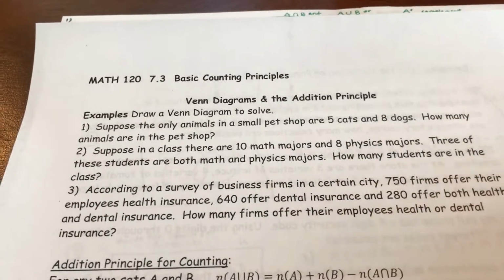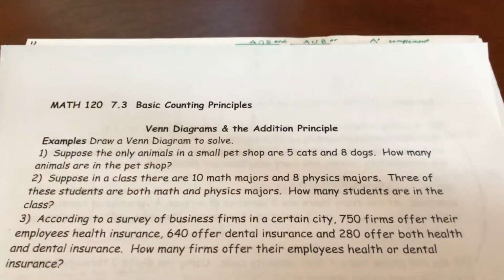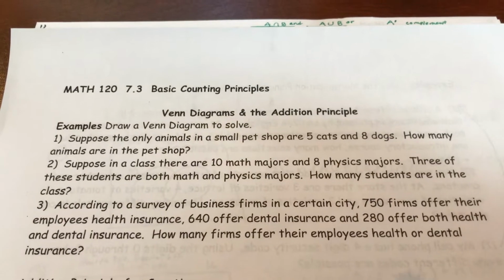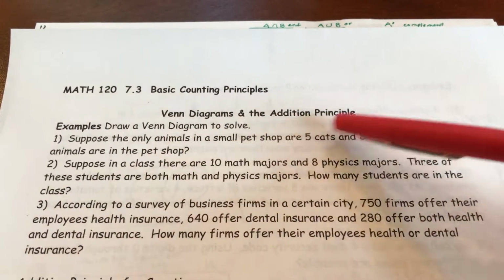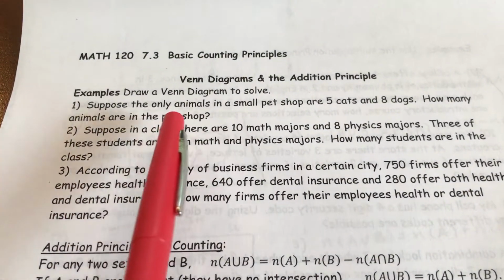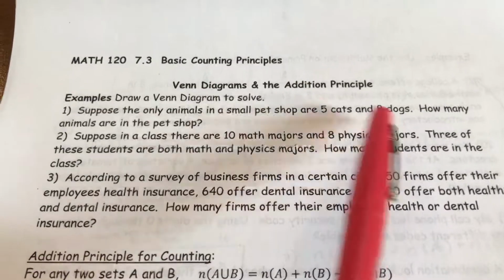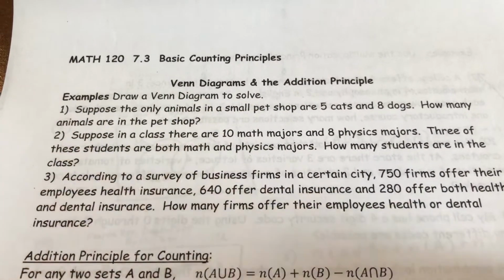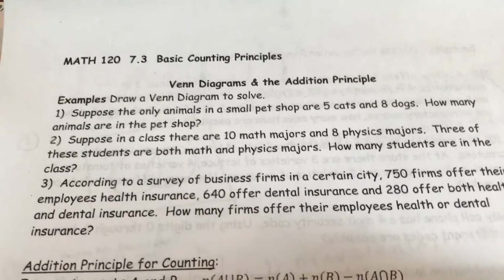I am going to film 7.3 Basic Counting Principles. And we've done a little bit about this already with Venn diagrams and the addition principle. Looking at number 1, it says, suppose the only animals in a small pet shop are 5 cats and 8 dogs. How many animals are in the pet shop? So we're going to be counting, and I know that's pretty basic.